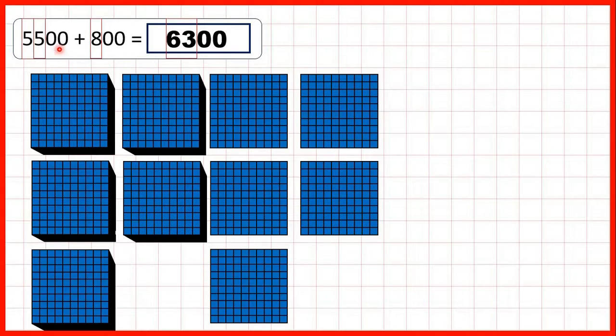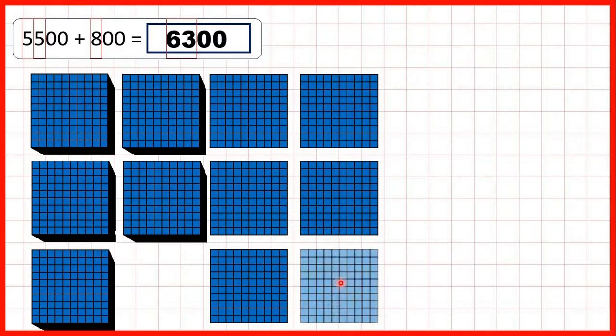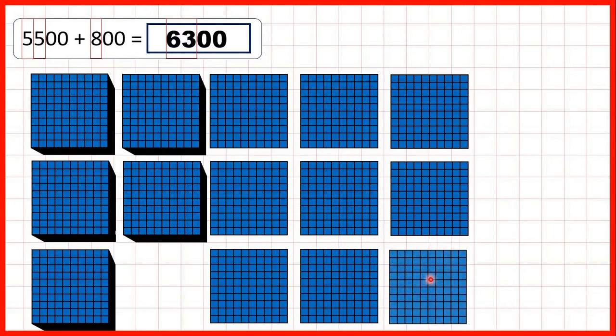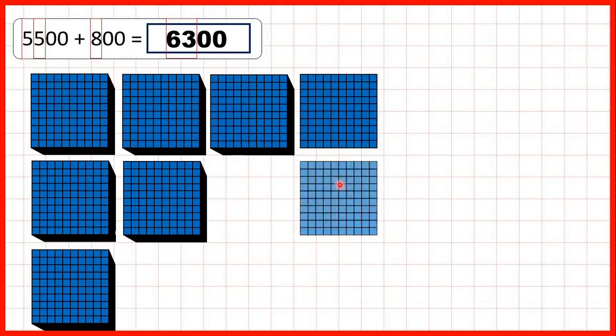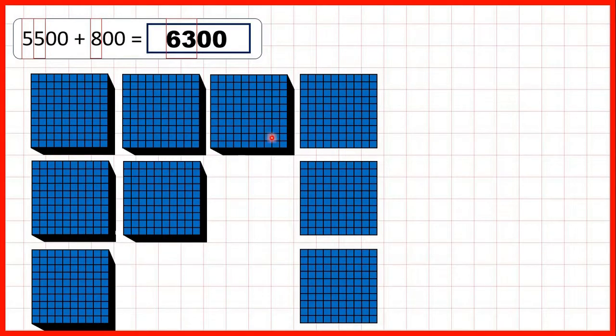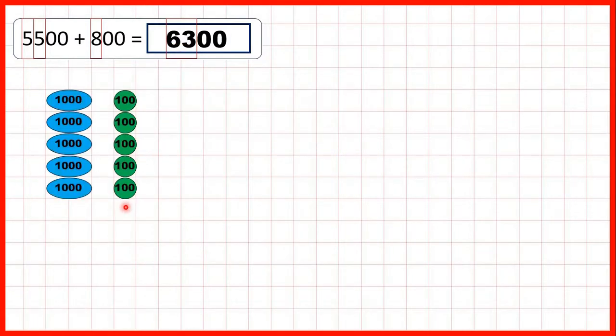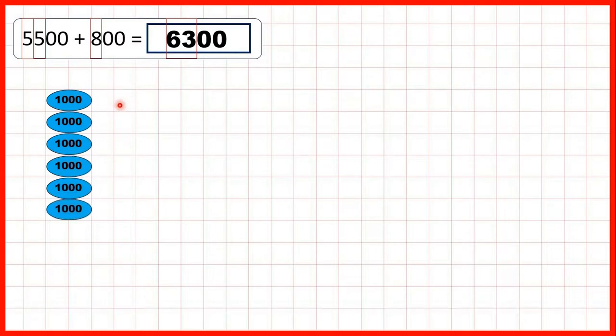And then for our last question, we started with 5,500. We were adding 800, so we can add 1, 2, 3, 4, 5, exchange, then add 6, 7, 8 to give us 6,300 as our answer. Or with place value counters, again, we can just add 1, 2, 3, 4, 5, exchange, then add 6, 7, 8 to give us 6,300.